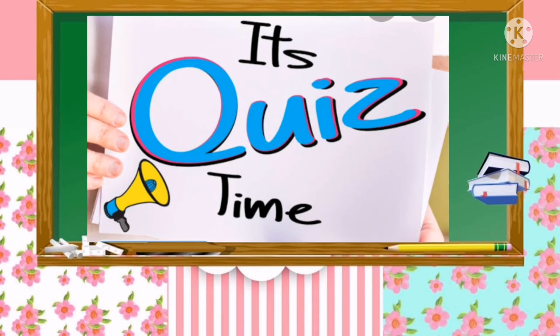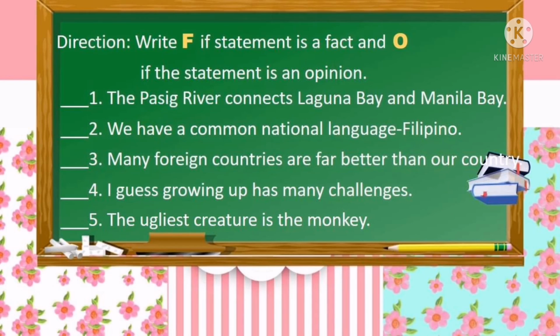It's time for us to test our learning. Direction. Write F if the statement is a fact and O if the statement is an opinion. Number 1. The Pasig River connects Laguna Bay and Manila Bay. Number 2. We have a common national language, Filipino. Number 3. Many foreign countries are far better than our country. Number 4. I guess growing up has many challenges. Number 5. The ugliest creature is the monkey. Time starts now.